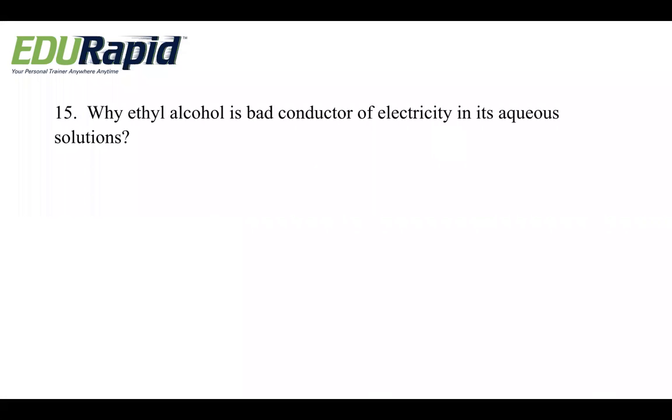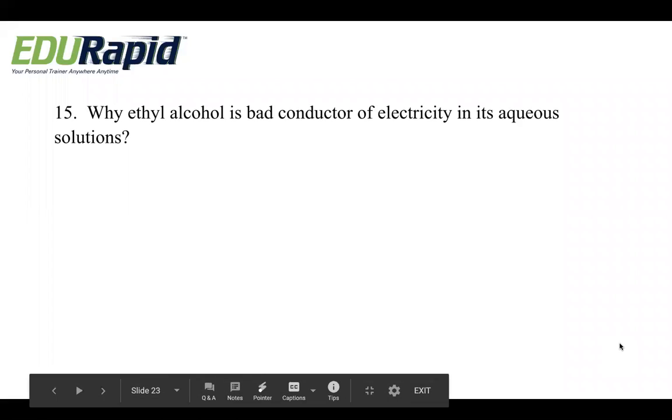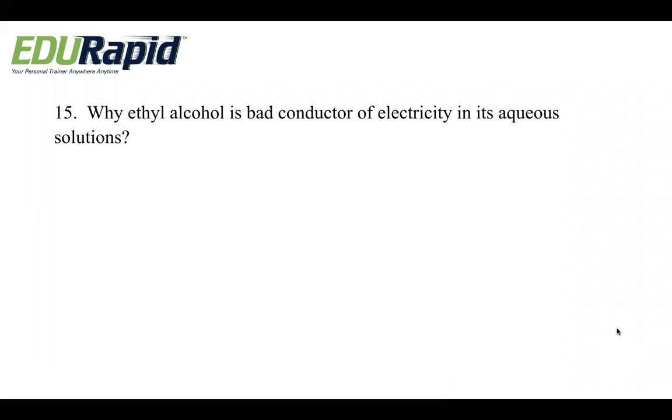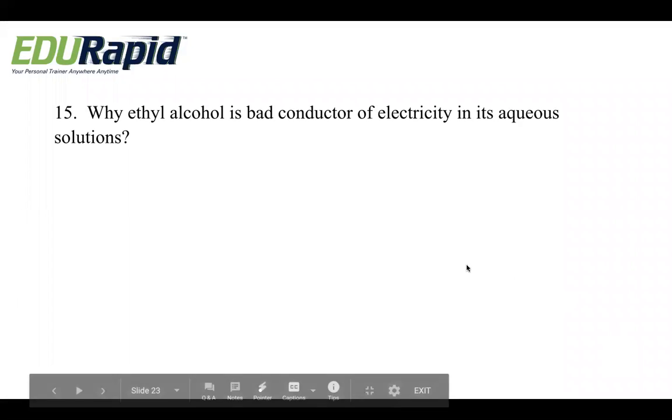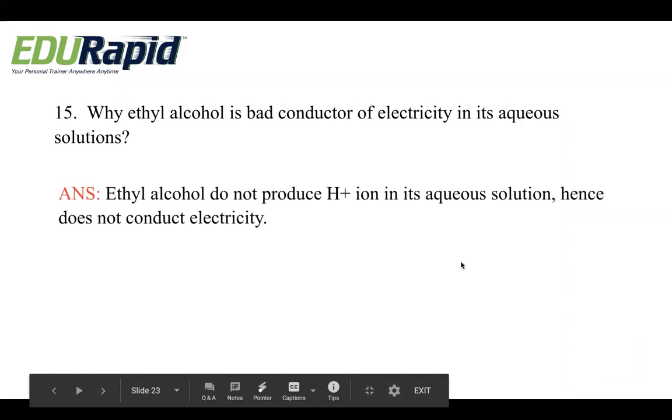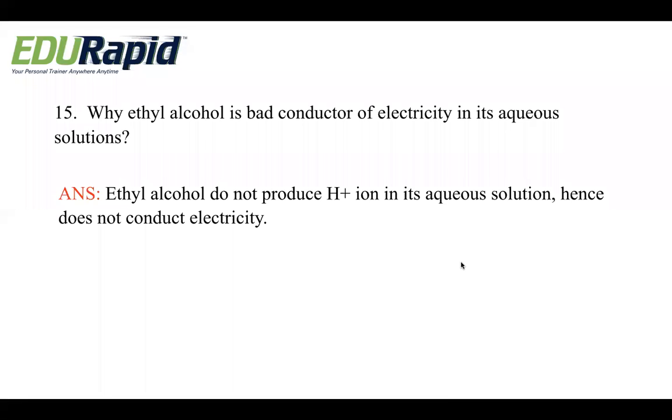Why is ethyl alcohol a bad conductor of electricity in its aqueous solution? Ethyl alcohol is a bad conductor of electricity in an aqueous solution. Any answers? Okay, I'll tell you the formula for ethyl alcohol, C2H5OH. Answer: ethyl alcohol does not produce H+ ions in its aqueous solution, hence it does not conduct electricity.